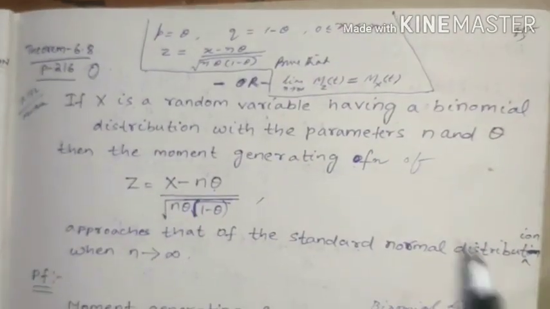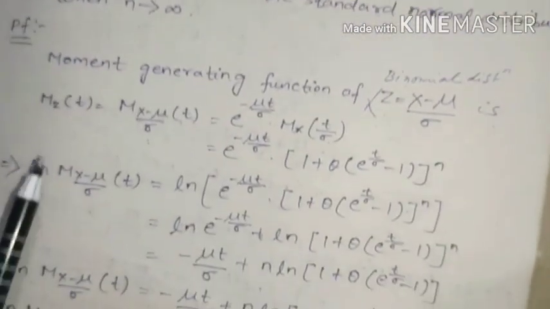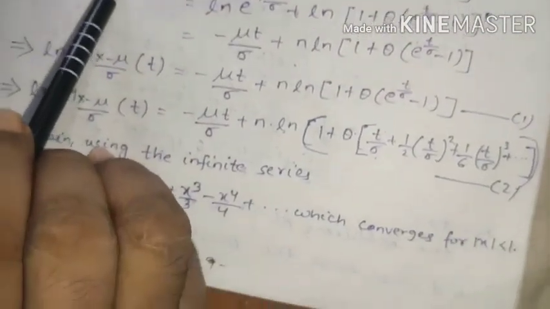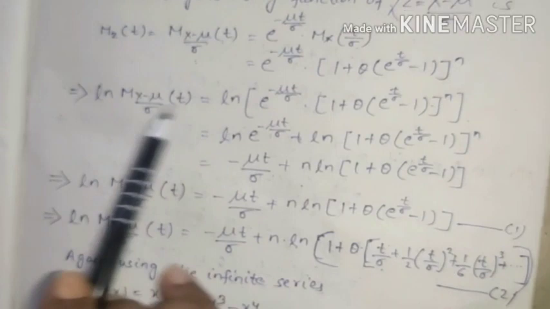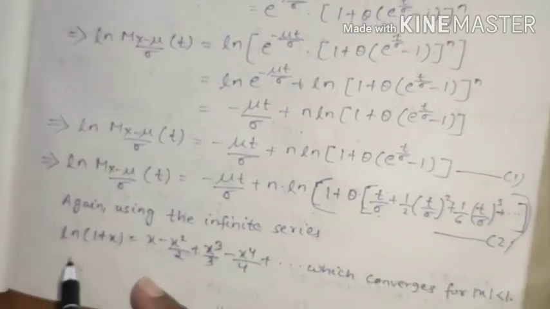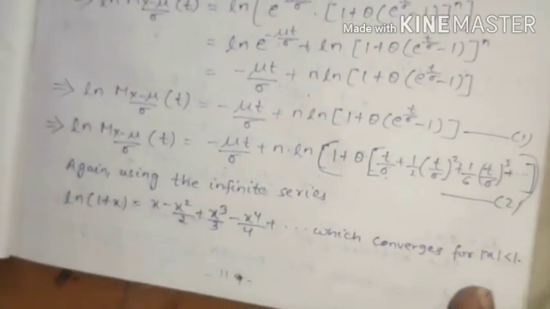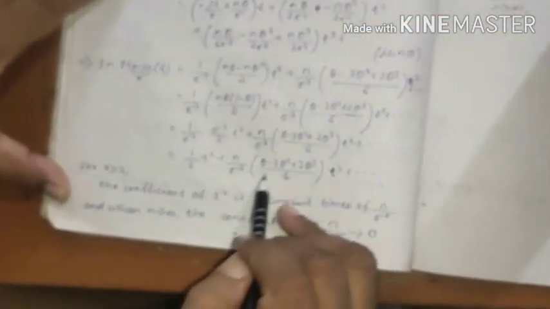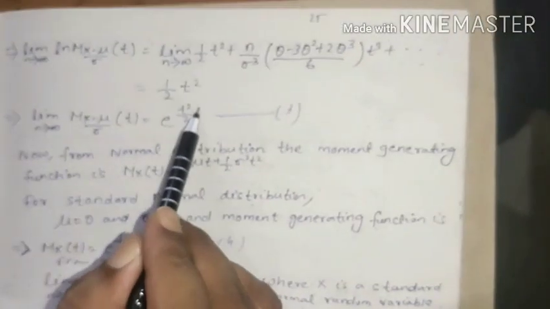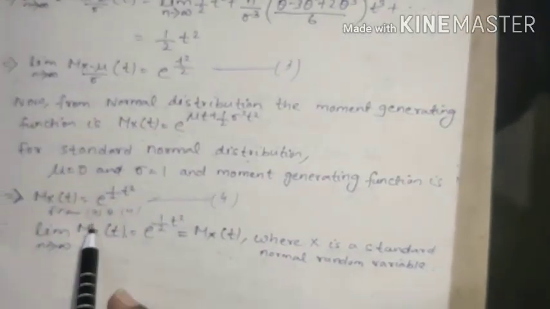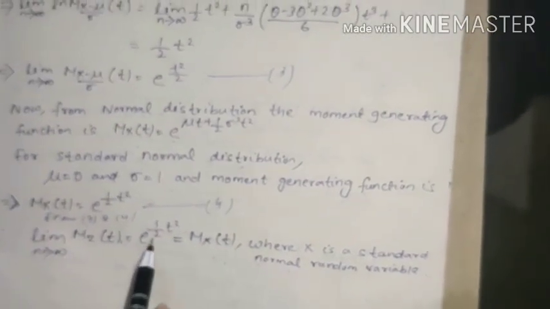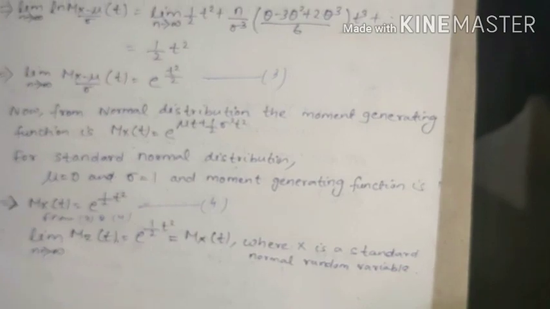Well, how can you prove this? Very easy proof. For M_Z(t), you have to put the logarithm on both sides, and after that use the ln(1 plus x) formula. After that the result, the limit, is e to the power t square by 2, and from 3 and 4, M_X equals e to the t square by 2, where X is a standard normal.